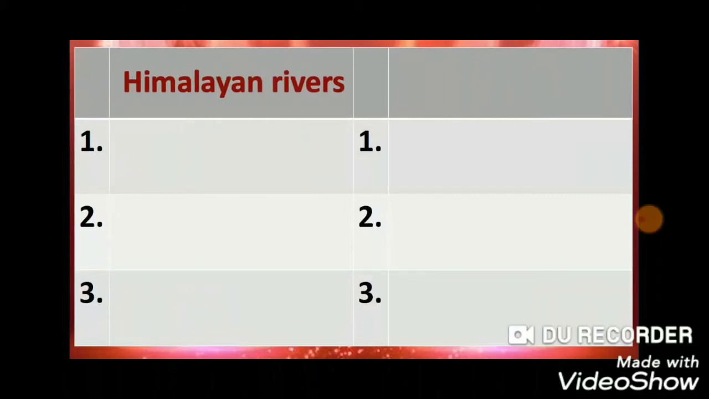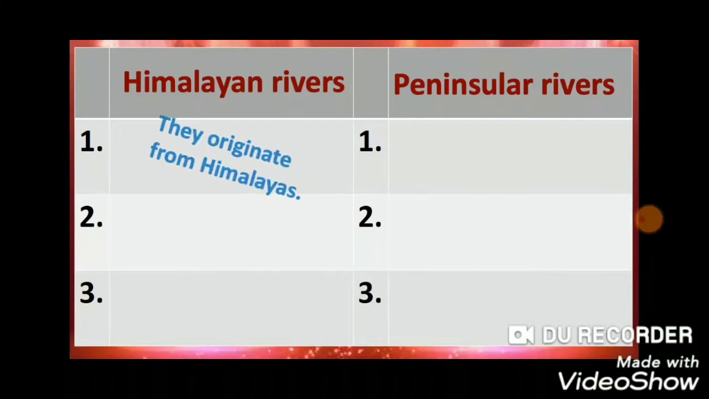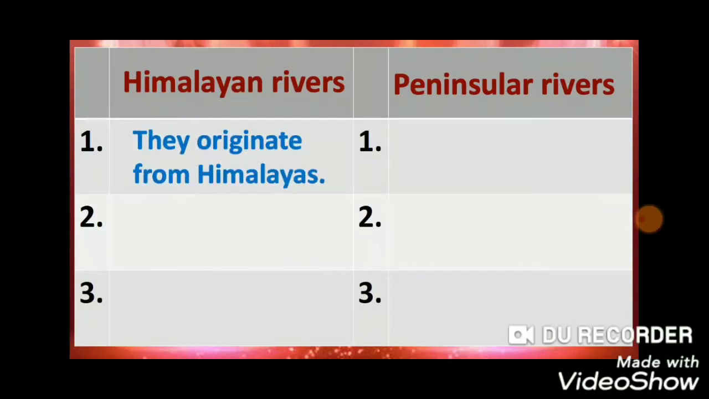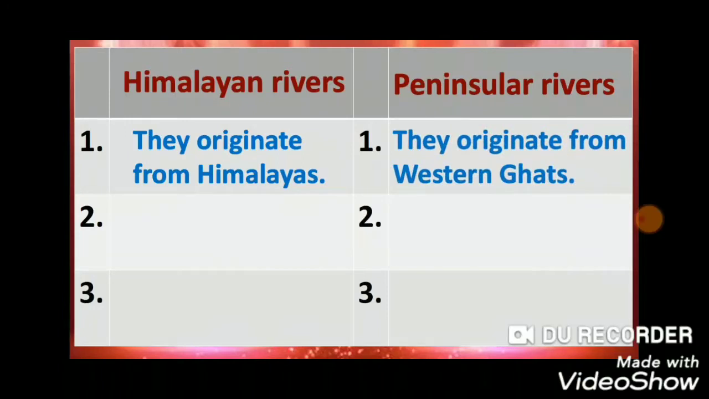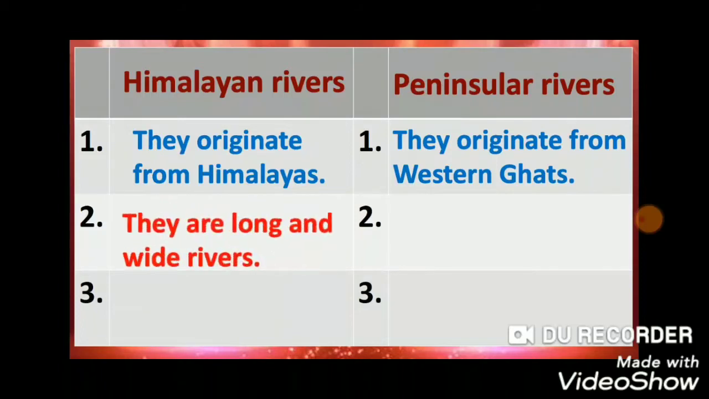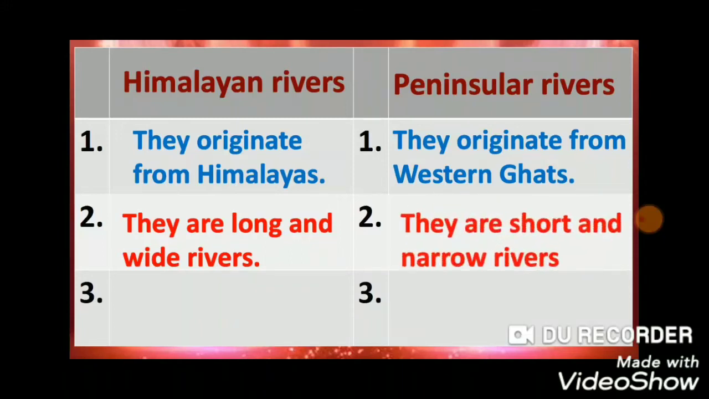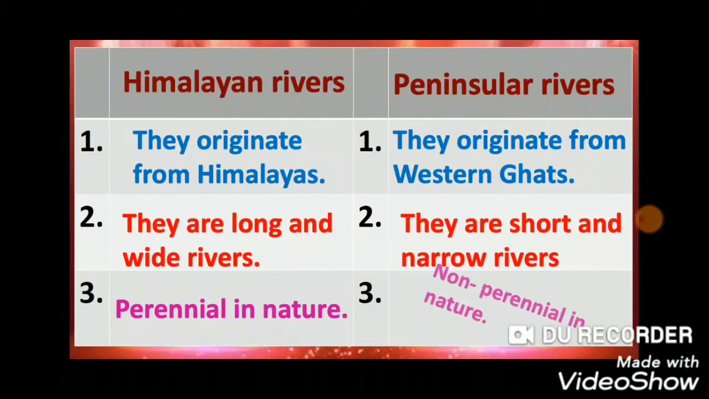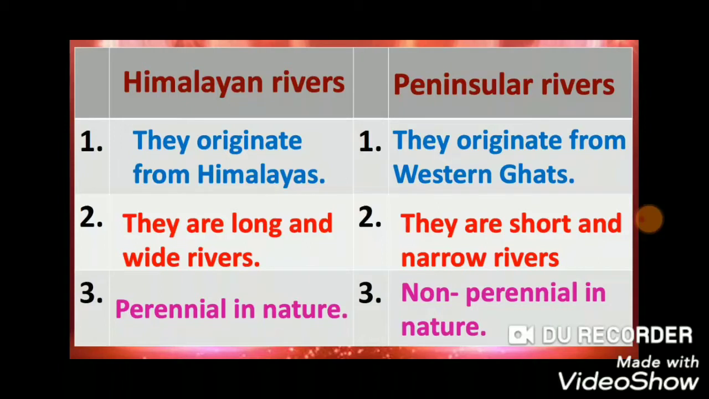Now, we can learn the differences one by one in the distinguishing table. Himalayan rivers, peninsular rivers. Himalayan rivers originate from Himalayas. Peninsular rivers originate from Western Ghats. Himalayan rivers are long and wide rivers. Peninsular rivers are short and narrow rivers. Himalayan rivers are perennial in nature. Peninsular rivers are non-perennial in nature.